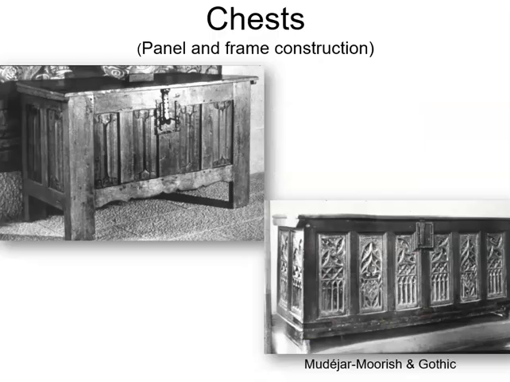On these chests we're seeing panel and frame construction, and we're also seeing some Gothic motifs. On the upper left we're seeing the linen fold paneling, but you can see the iron that is used for the lock mechanism. On the bottom right, we're seeing the Mudéjar style of architecture and some of those motifs applied to the facade of this panel and frame chest, mixed with Moorish and Gothic motifs also. So we're seeing the Gothic arch, but we're also seeing that application of all over surface decoration in geometric forms.